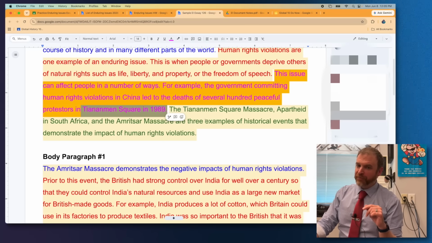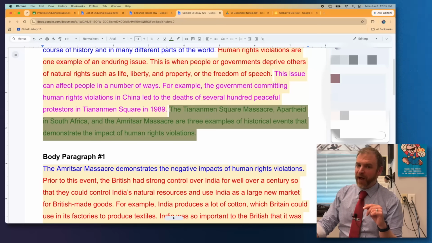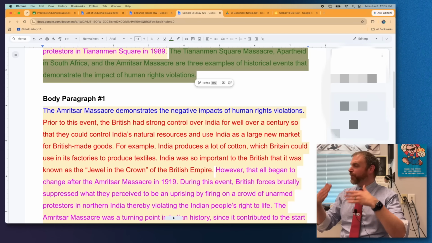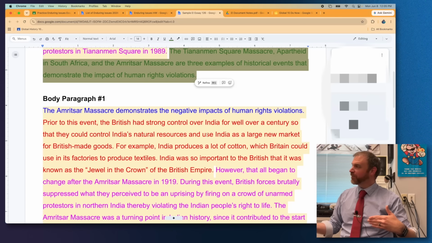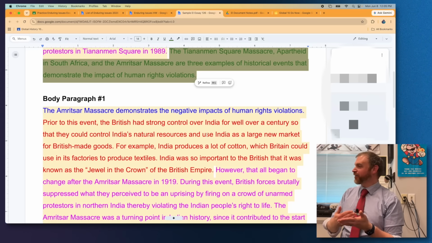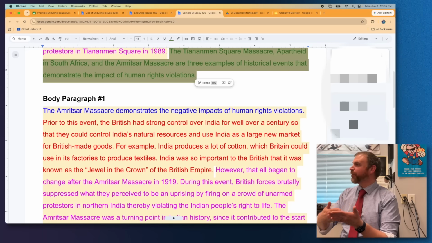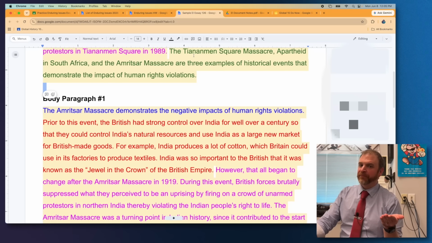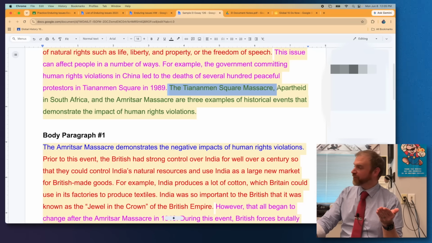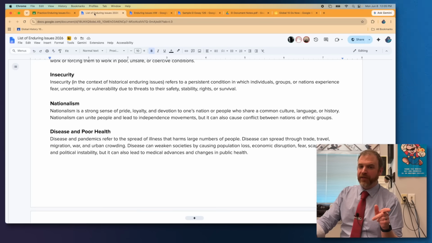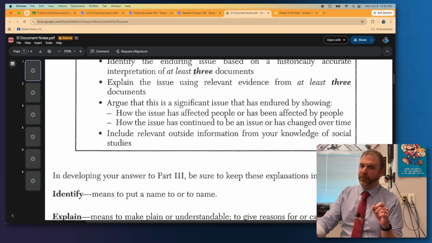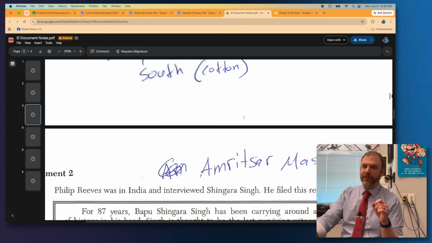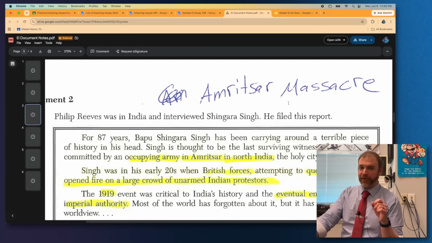This last part might look confusing, but it's also not. I'm telling the reader 3 events from history that show the impacts of human rights violations. Instead of saying, in my essay, I'm going to talk about how documents 1, 3, and 5 show human rights violations, instead of saying the document numbers, what are these things? These are the titles that we gave each of the documents in our essay notes. This is why we put at the top of document 1, slavery in Haiti. This is why we put at the top of document 2, Amritsar Massacre.